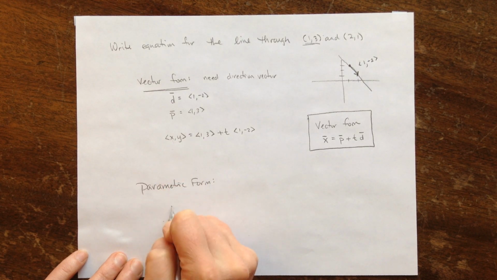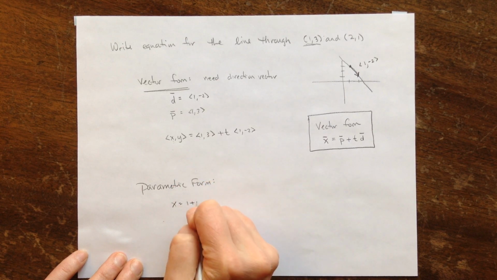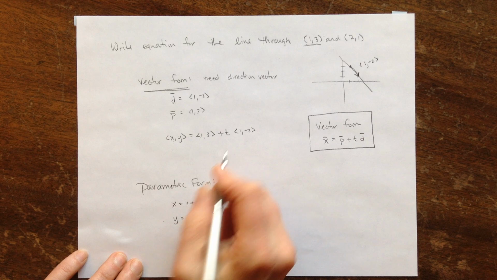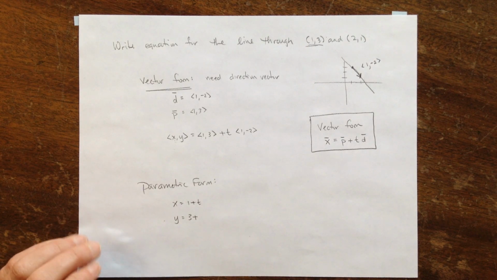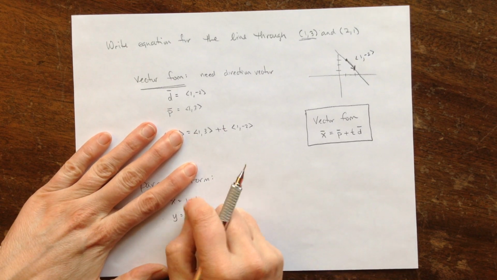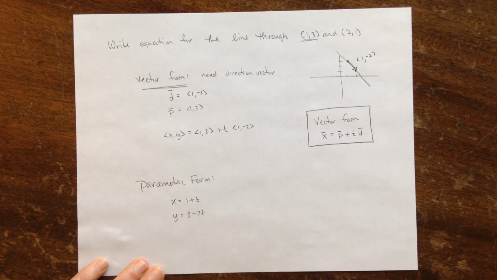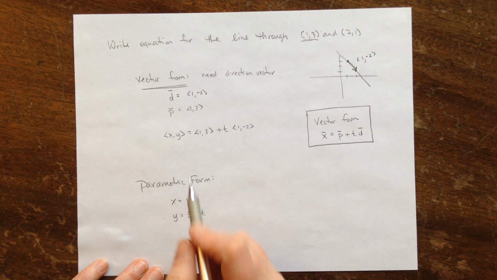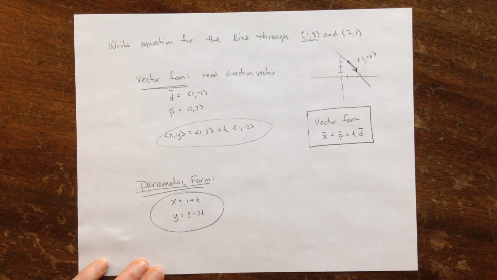We would have x is equal to 1 plus t times 1 is t, and y is equal to 3 plus a -2, so that would be, I should do minus, let me grab my eraser, minus 2t. And there it is, in vector form and in parametric form.